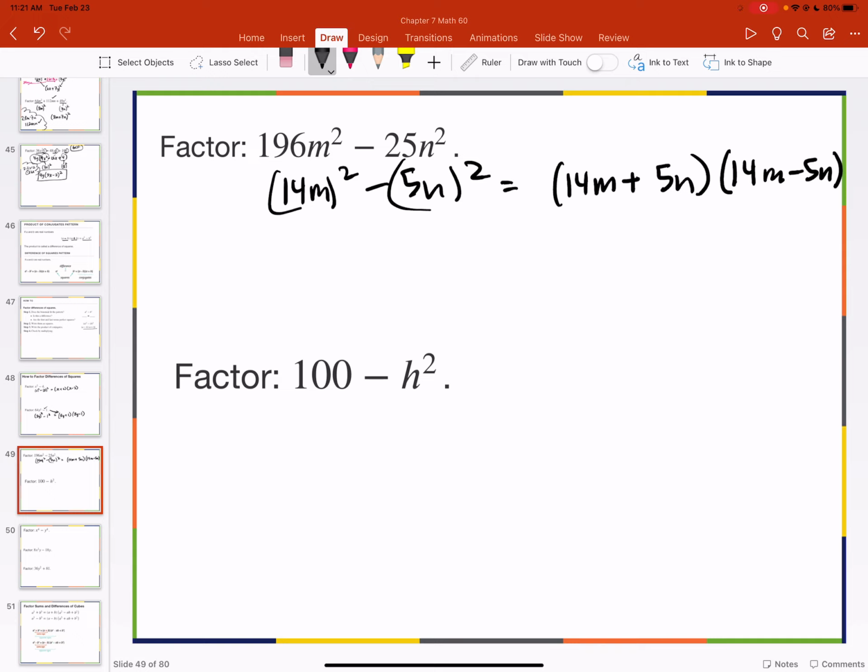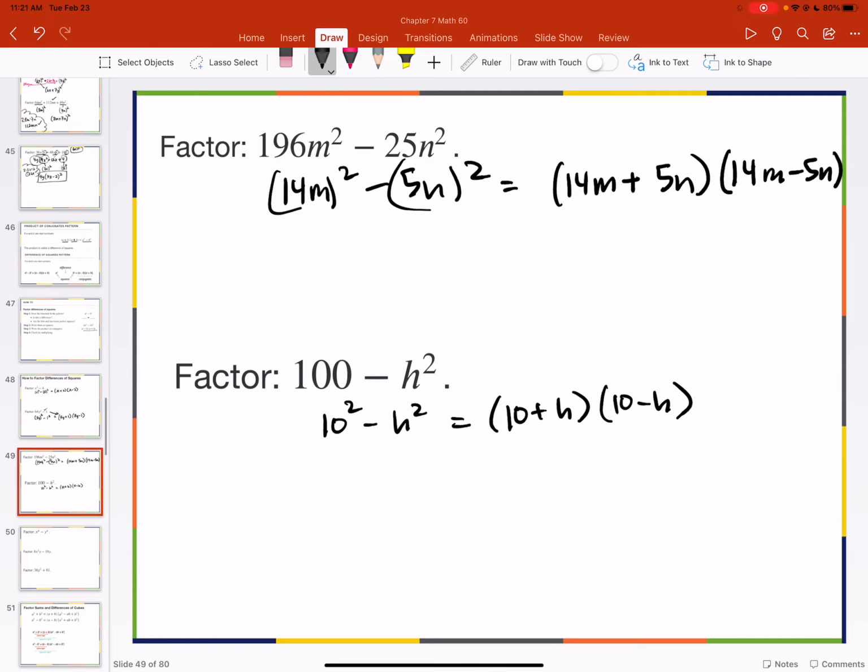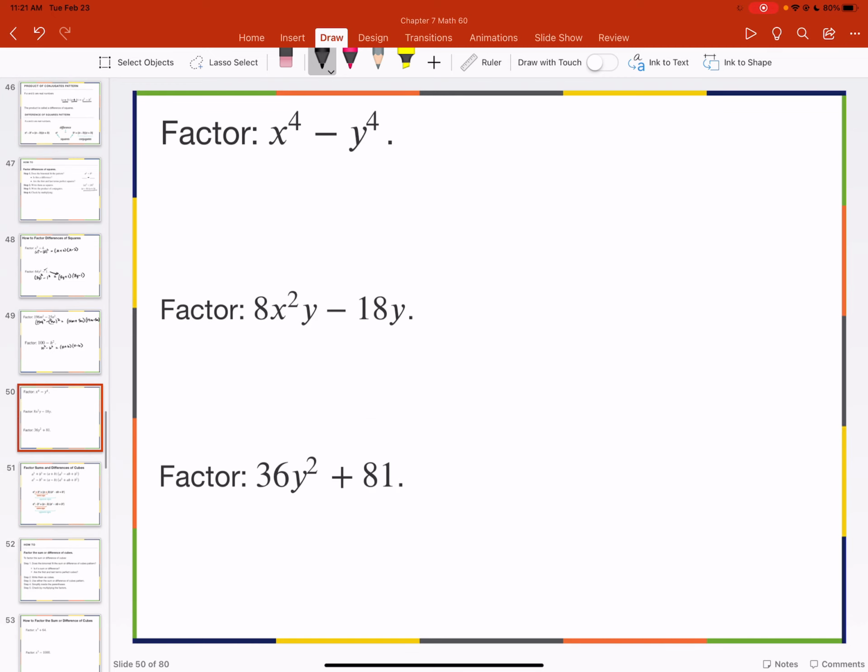Okay, so what about this? We have here 100 minus h squared. That would be 10 squared minus h squared. So 10 plus h, 10 minus h. Let's do a couple more because they're fun.